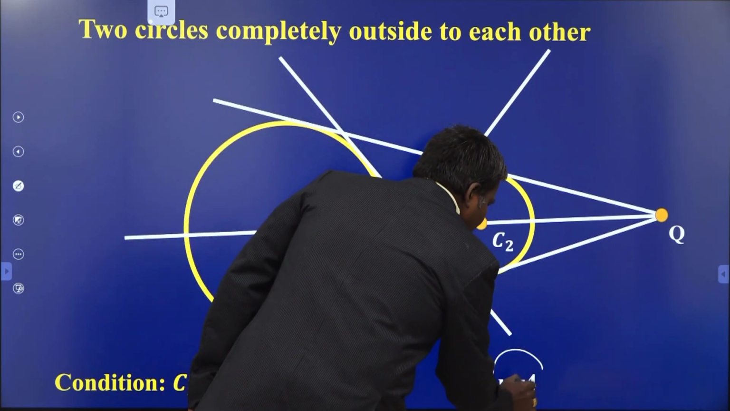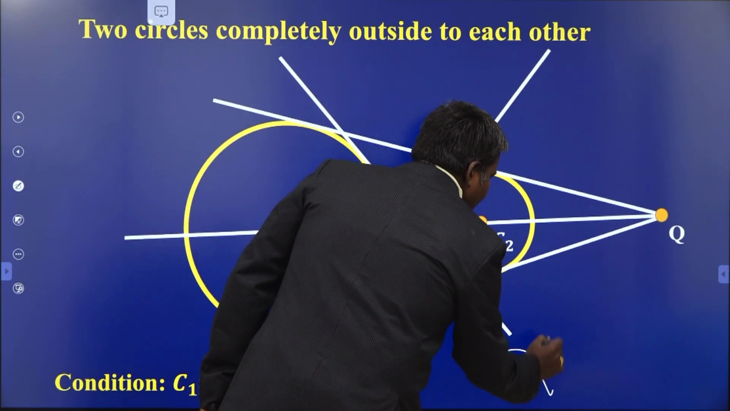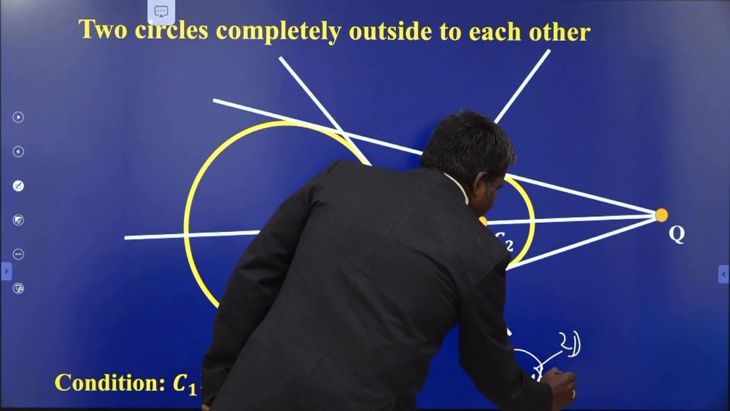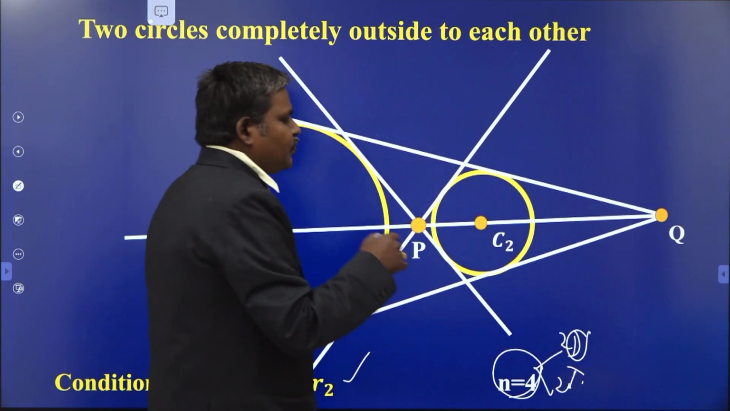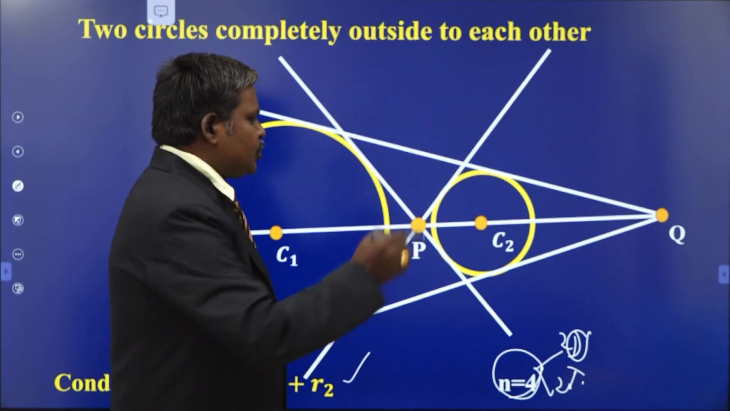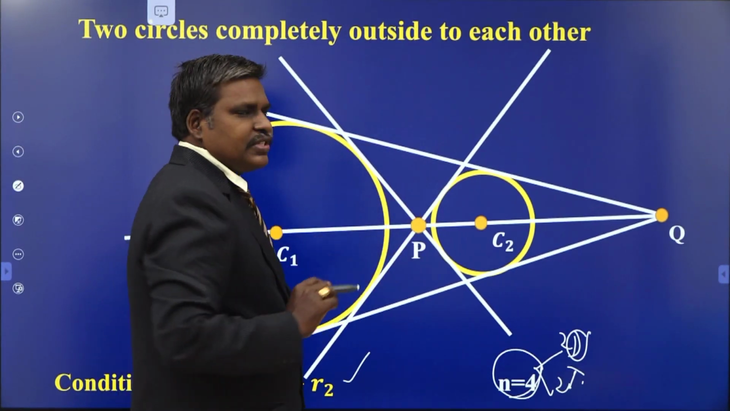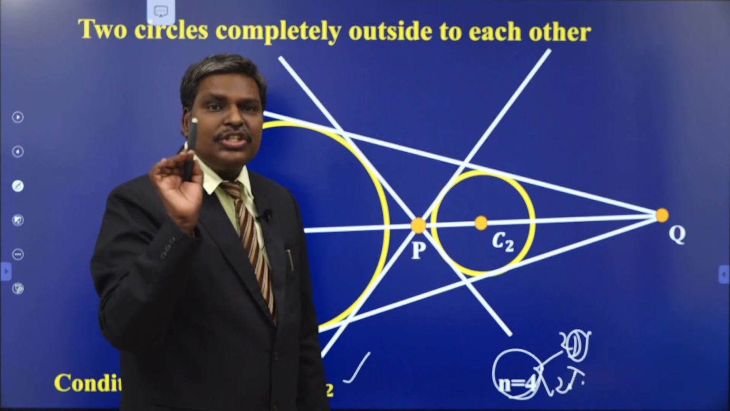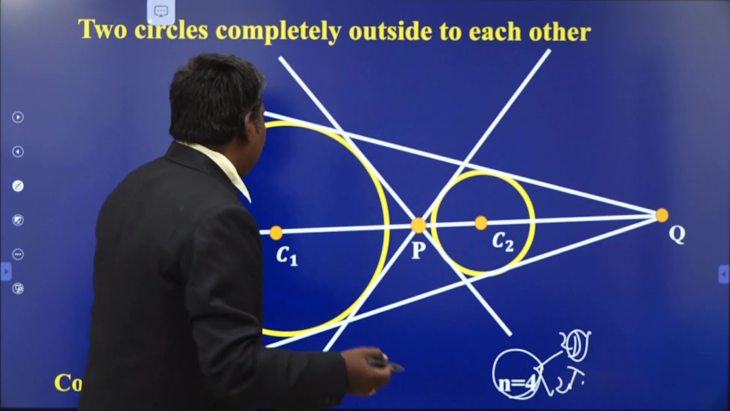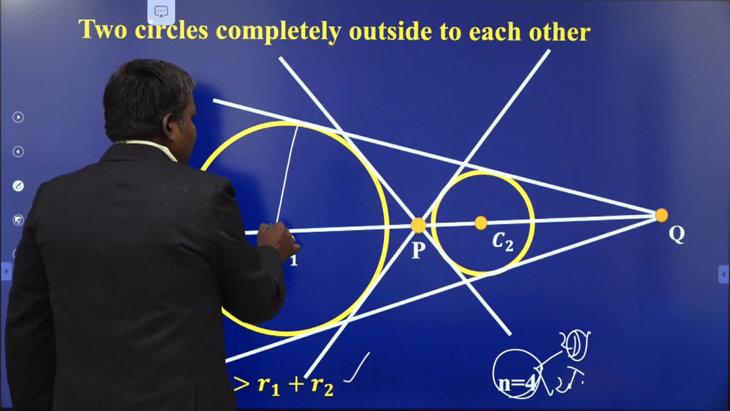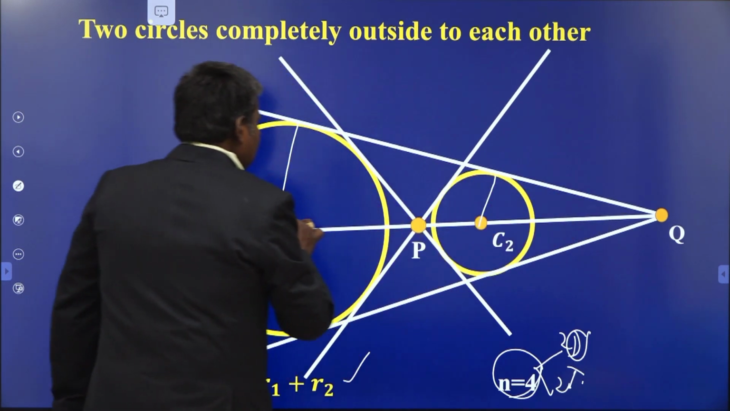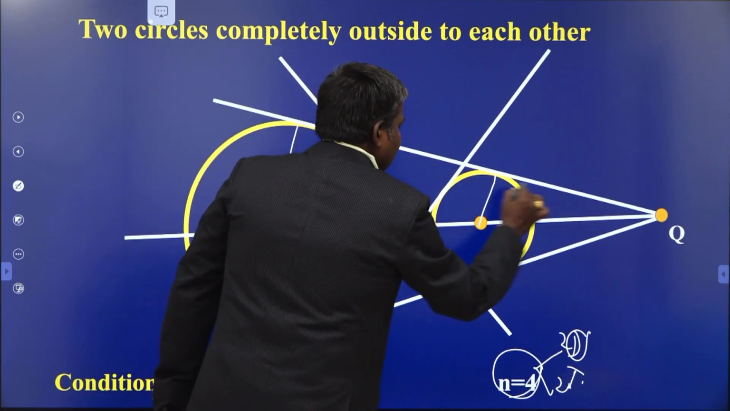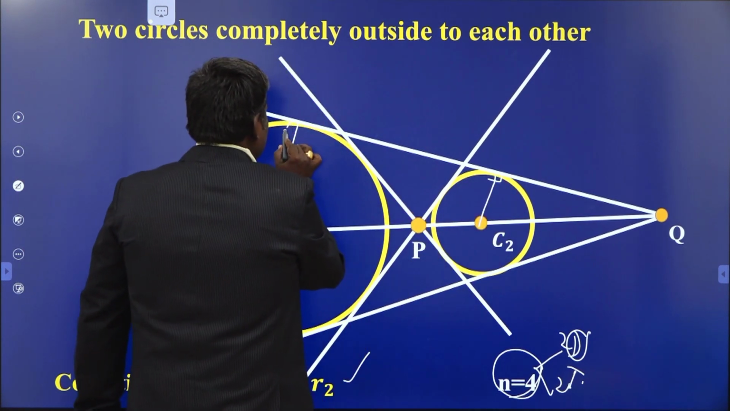The number of common tangents is 4. Two of them are direct common tangents. Two of them are transverse common tangents. Direct common tangents intersect at what? The external center of similitude, which divides the line joining C1, C2 in the ratio R1 is to R2 externally, by using the similar triangle property. Here these two are similar triangles. This is one triangle, this is the other triangle. These two are similar triangles.